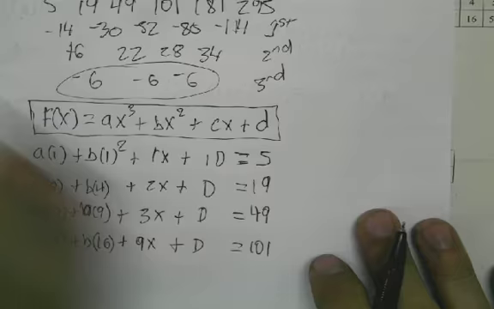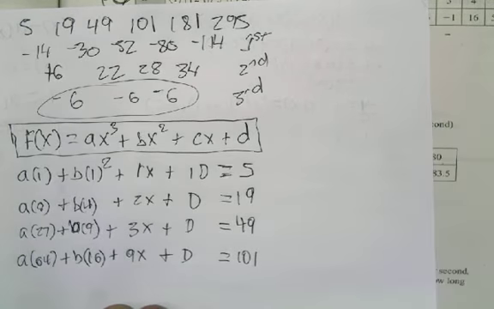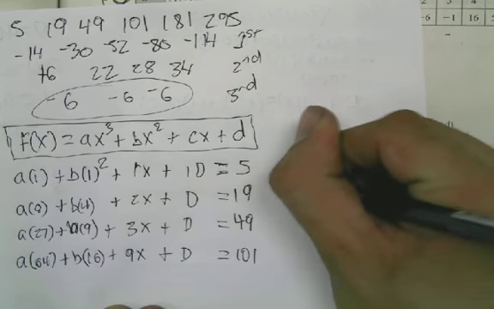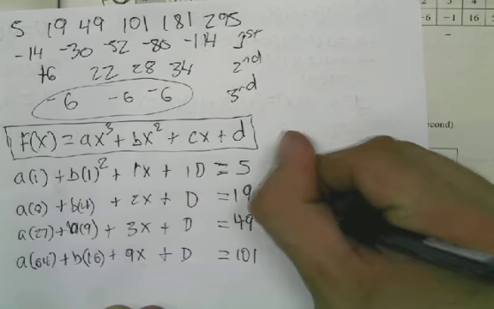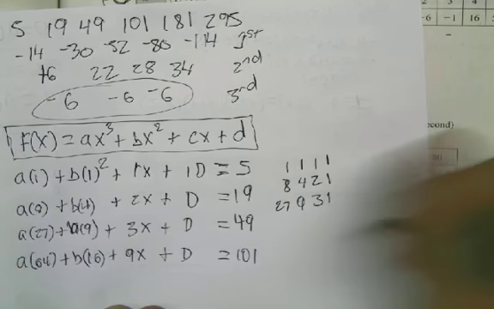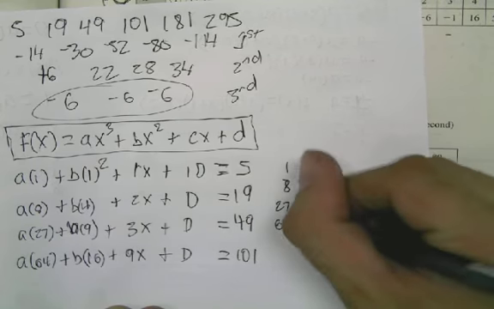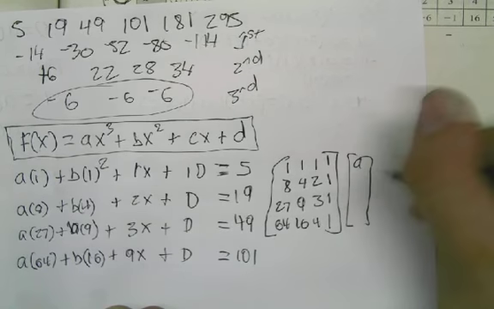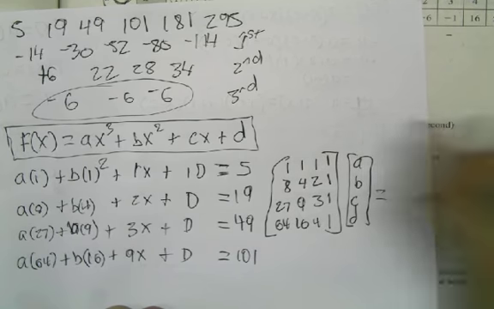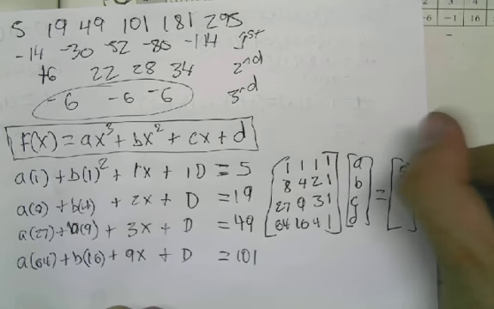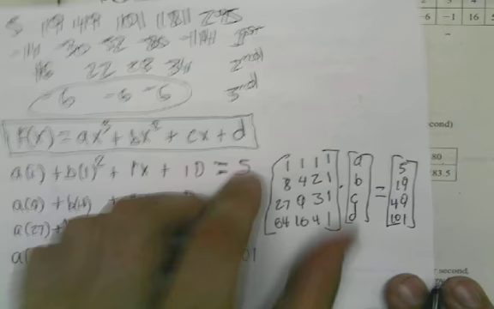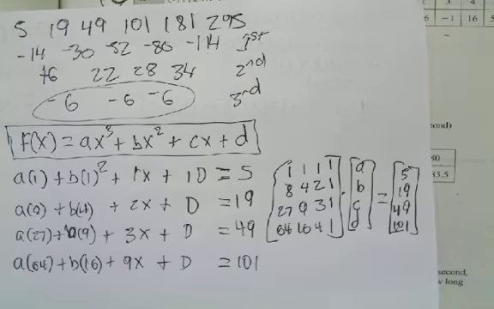Now I can turn this into matrix multiplication. Watch this. This gets a little bit crazy. Let's take out this and let's turn this into a matrix. 1, 1, 1, 1, 8, 4, 2, 1, 27, 9, 3, 1, and 64, 16, 4, 1. This matrix multiplied by this matrix of A, B, C, and D is going to equal the matrix of 5, 19, 49, and 101. Right? Because when we multiply matrices, you turn it in and it multiplies through to 5. Next one, turn it in, multiplies through to 19. Turn it in, multiplies through to 49.